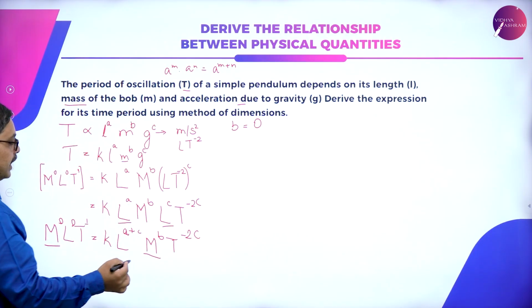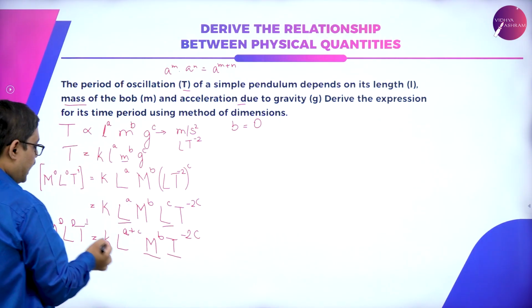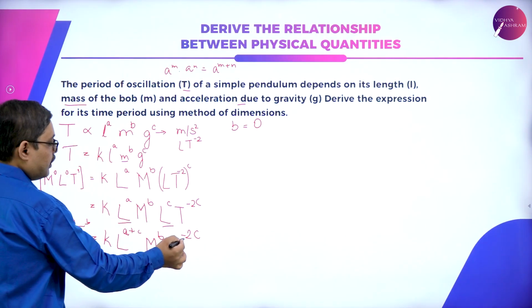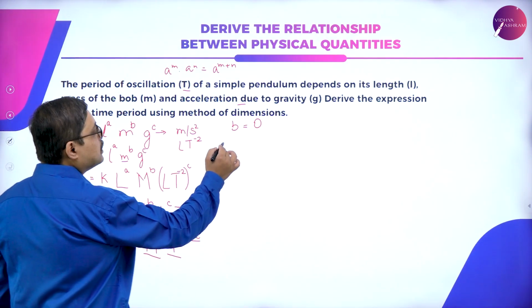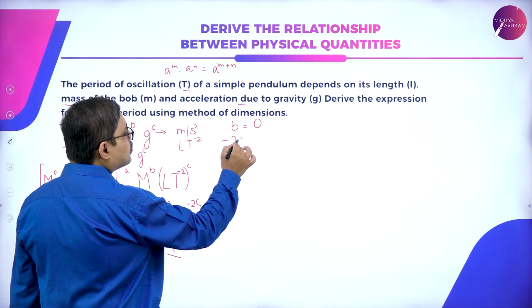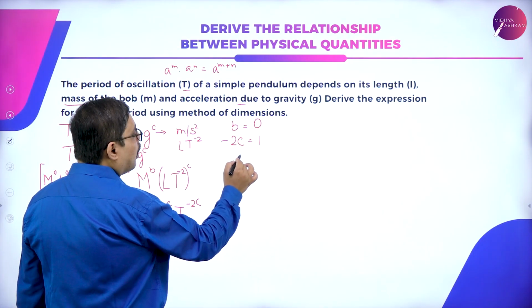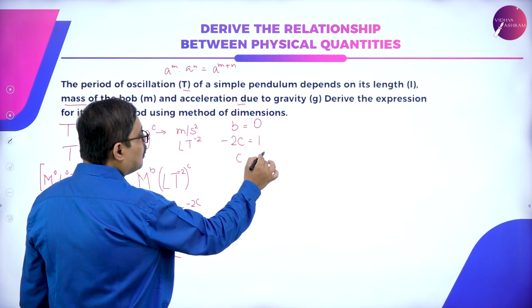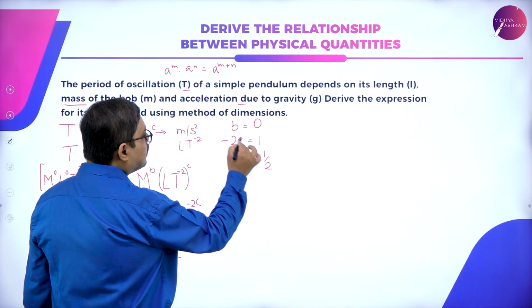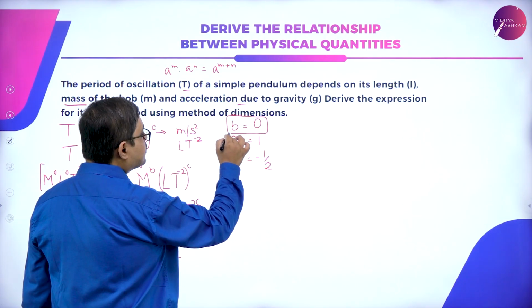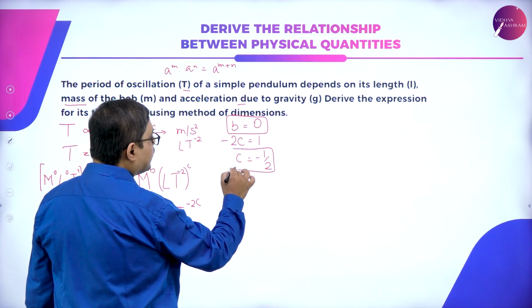Next, let me take into account T to the power. I have T to the power 1 and I have T to the power minus 2C. So this is minus 2C equals 1, or C is equal to minus half. Please remember, B equals 0, C equals minus half.